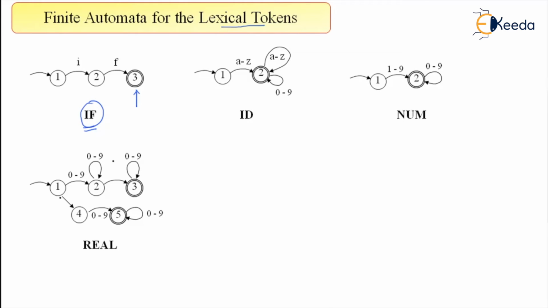An identifier should begin with, say, an underscore, but this diagram doesn't take care of that. Here the definition is that it begins with an alphabet, followed by a digit or alphabet. So this diagram captures that this is an ID. If you want underscore to be included over here, then you can simply put a dash here, and that will be sufficient for that definition.